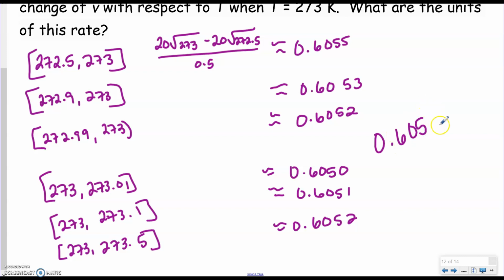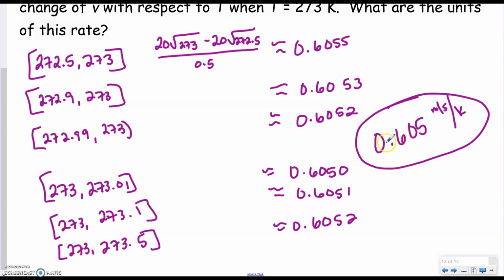is 0.605, our average rate of change. And this is the meters per second per change in, or per Kelvin. That's the rate of change. Okay, so really you're just plugging these into the rate of change formula and testing it out, see if you can get it smaller and smaller, and see what we're getting close to for an instantaneous rate of change. If you have any questions, let me know.